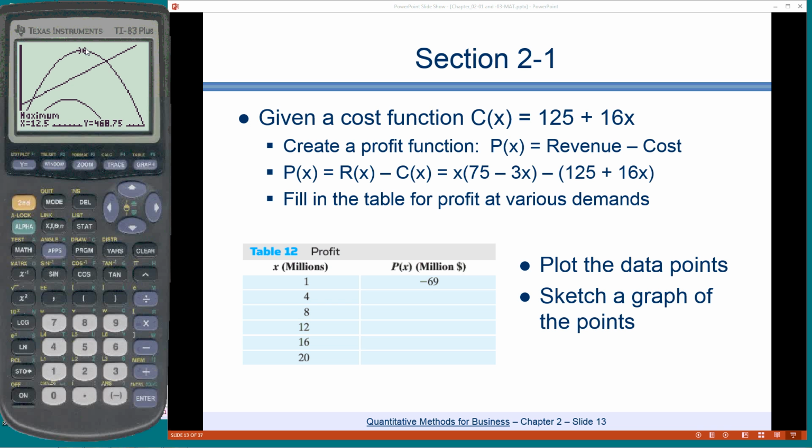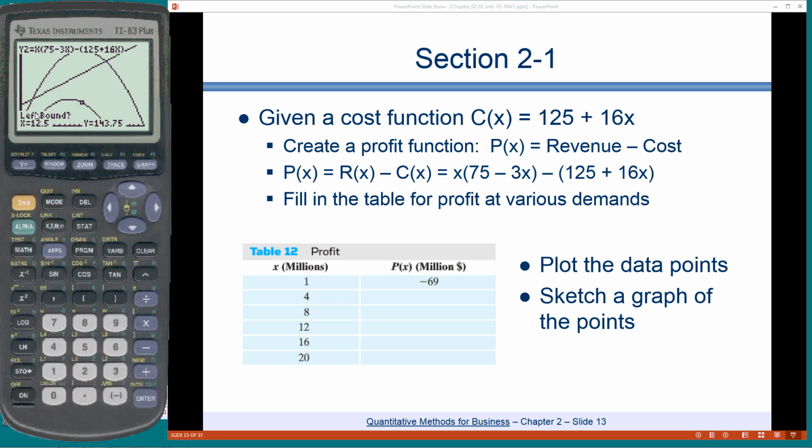Okay. What else might be nice to know? Well, what's the maximum profit? Revenue is fine, but unless you just like touching dollars, what you really care about is profit. So let's find the maximum for profit. We're going to use the calc again. So second, trace, go down to option 4, hit enter. Except this time I don't want to be on the Y1, which is my revenue. I want to be on my Y2, which is profit. And so I just hit up arrow a couple times until it got onto the right graph.